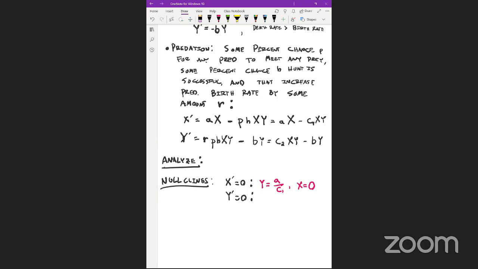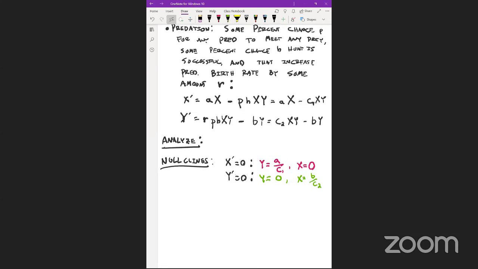So we're going to have then y equals 0 and x equals b over c2. So now we actually have 4 nullclines, right? And so what are the equilibrium solutions going to be?